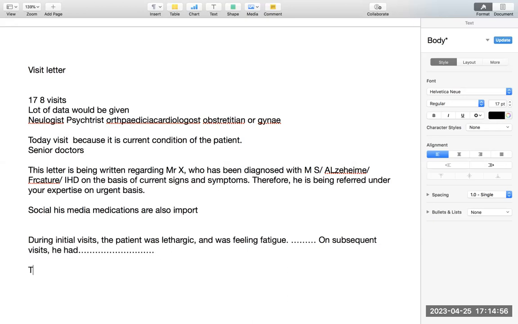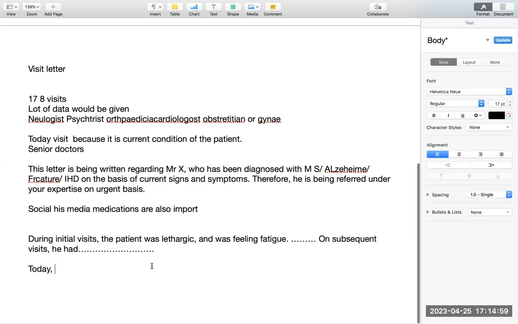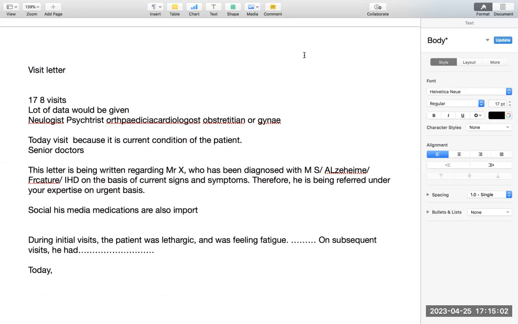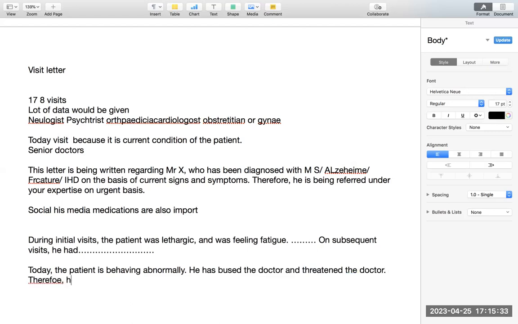Then today, whatever the data has been given today, try to write it maximum. Don't skip too much data from today, because today is the most important thing. Today, you want to tell the current condition and explain to the doctor what exactly it is. Doctor, today the patient is behaving abnormally. Yeah, he has abused the doctor and threatened the doctor. You will explain everything. Therefore, he is suspected with, or he is diagnosed with, acute manic episode.